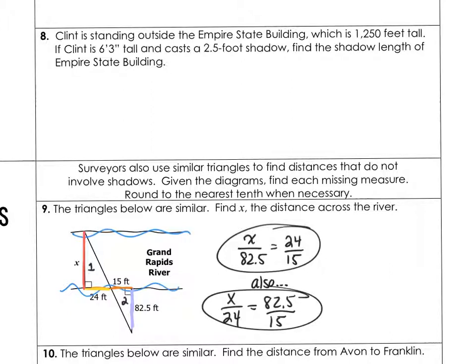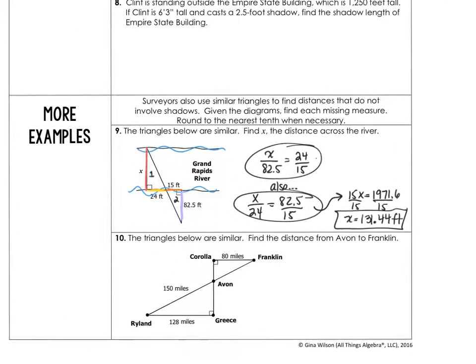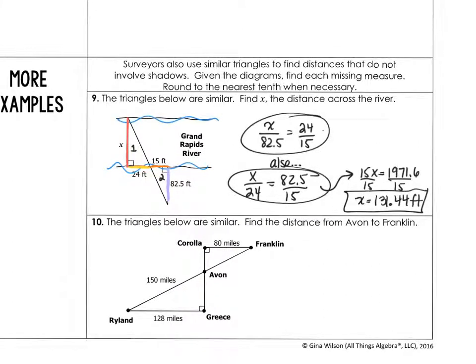Now when we do cross products and solve for x, our cross products are going to be 15x is equal to, let's multiply with our calculator, 1971.6. Divided by 15 on both sides, we get that x is equal to 131.44 feet. And that's the distance across the river. So using that as a sample, try number 10 to find the distance from Avon to Franklin. Pause the video now and try it.